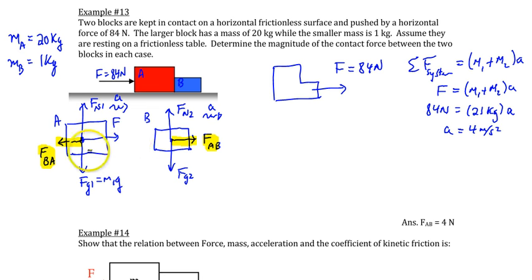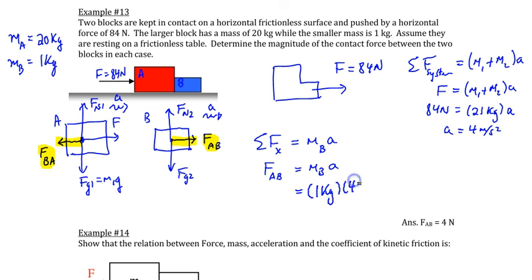And then once you have that, you can just look at either one of the bodies, body A or body B. I think body B looks like it's easiest because you really want the force of A onto B or the force of B onto A. They're the same thing. So let's write the sum of the forces in the x direction equals mass of body B times the acceleration, and the only force that's causing B to accelerate to the right is the force of A onto B, which is equal to mass B times the acceleration. Substituting, you have 1 kilogram times 4 meters per second squared, which gives you an answer of 4 newtons.